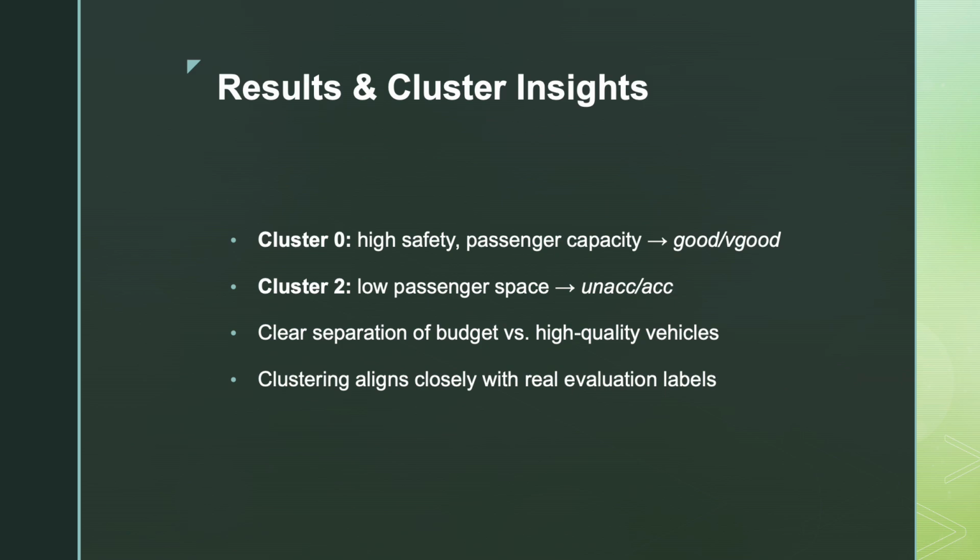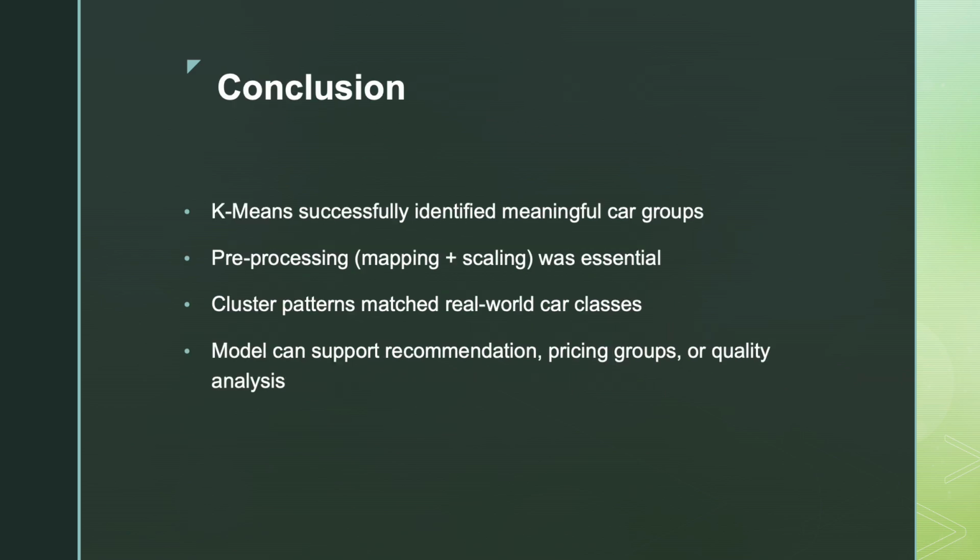Sample records placed the high-end car in cluster 0 and the budget car in cluster 2 as expected. So we can say the k-means clustering method provided meaningful, interpretable groupings that aligned with the real-world categories. The key to success was correct ordinal mapping and scaling. This clustering could be used for segmentation, pricing strategies, or recommendations.